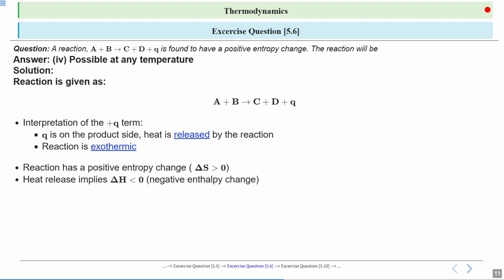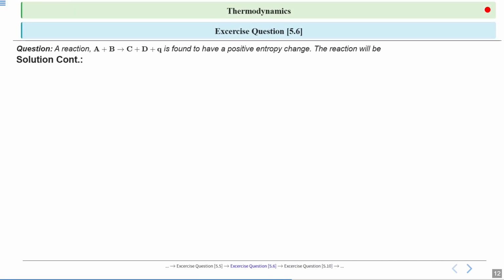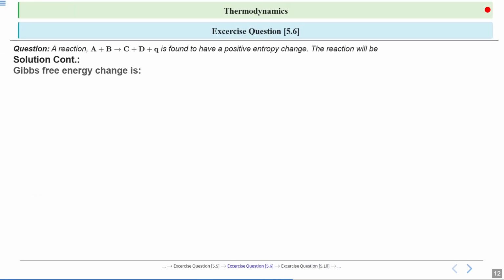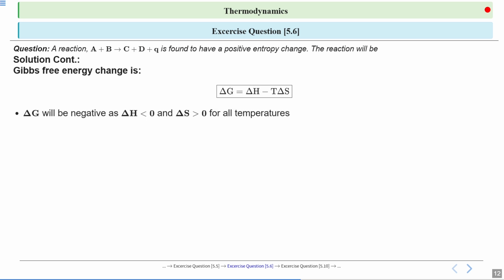Now, if delta H is less than 0 and delta S is greater than 0, then we can put this situation in the final equation of Gibbs free energy. What is that final equation? It is written as delta G equals delta H minus T delta S. If your delta H is less than 0, listen very carefully, then this term is less than 0.